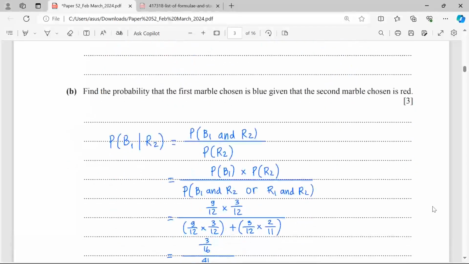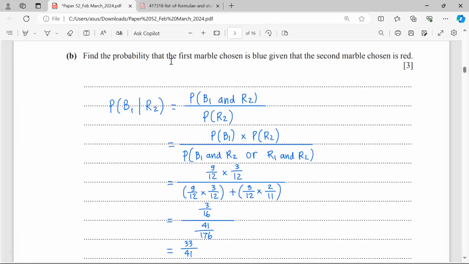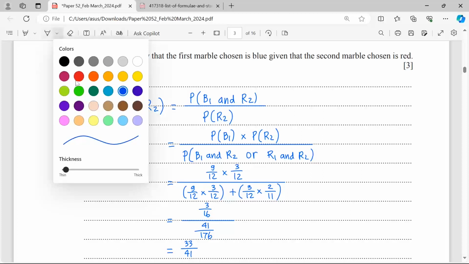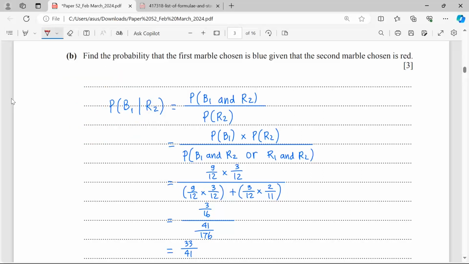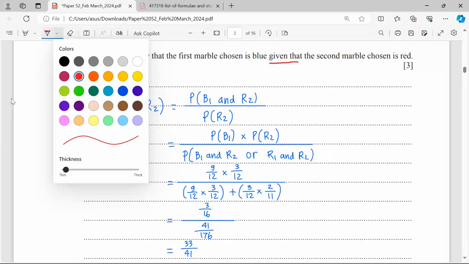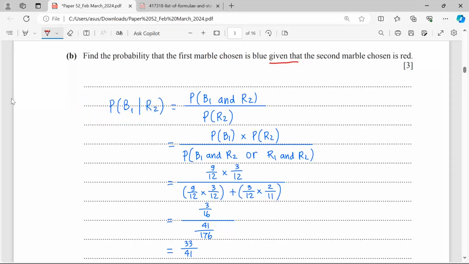For part B, we would like to find the probability that the first marble chosen is blue, given that the second marble chosen is red. You have to pay attention to this keyword, given that. This means this question is actually about conditional probability. Remember again the formula for conditional probability: probability of A given B is probability of A and B divided by probability of B.